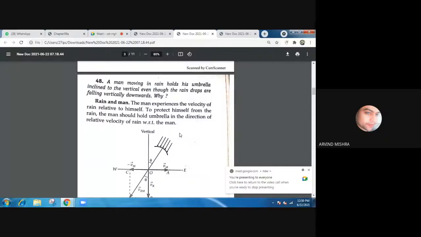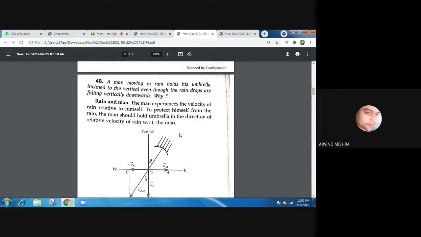Once we have both of the observers moving, we will apply the concept of relative velocity only. Correct. In case of relative velocity, I already told you, you have to flip the vector and then get the resultant. The resultant will suggest you better hold your umbrella by making an angle theta from the vertical.